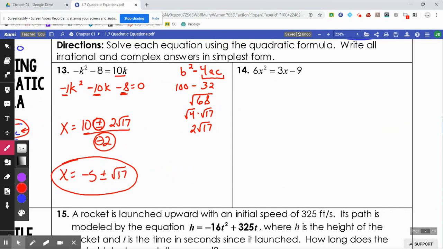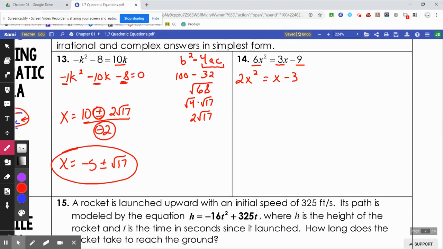The next one. First thing I notice is 6, 3, and 9 are all divisible by 3. So let's go ahead and do 2x squared equals x minus 3 to simplify our problem down just a little bit. Move everything to the same side. 2x squared minus x plus 3 equals 0. You see a is 2, b is negative 1, c is 3. Again, I like to do b squared minus 4ac first.